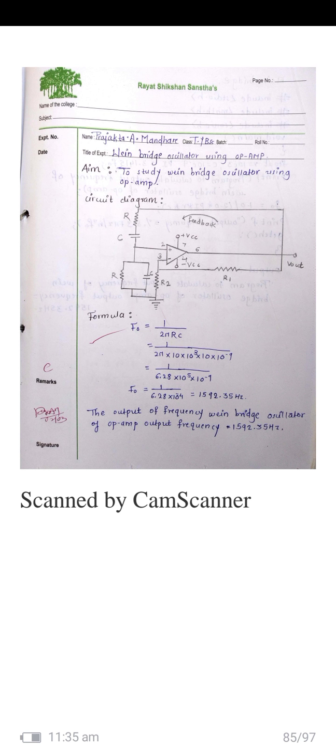Now using this formula, write the C program in Turbo C for the Wien bridge oscillator. #include <stdio.h>, #include <math.h>, #include <conio.h>, void main() { float r, the value directly put here 10e3, c is equal to 10e-9, and the pi value is given here 3.14, and f0. Then printf("Program to calculate output frequency of the Wien bridge oscillator of op amp").